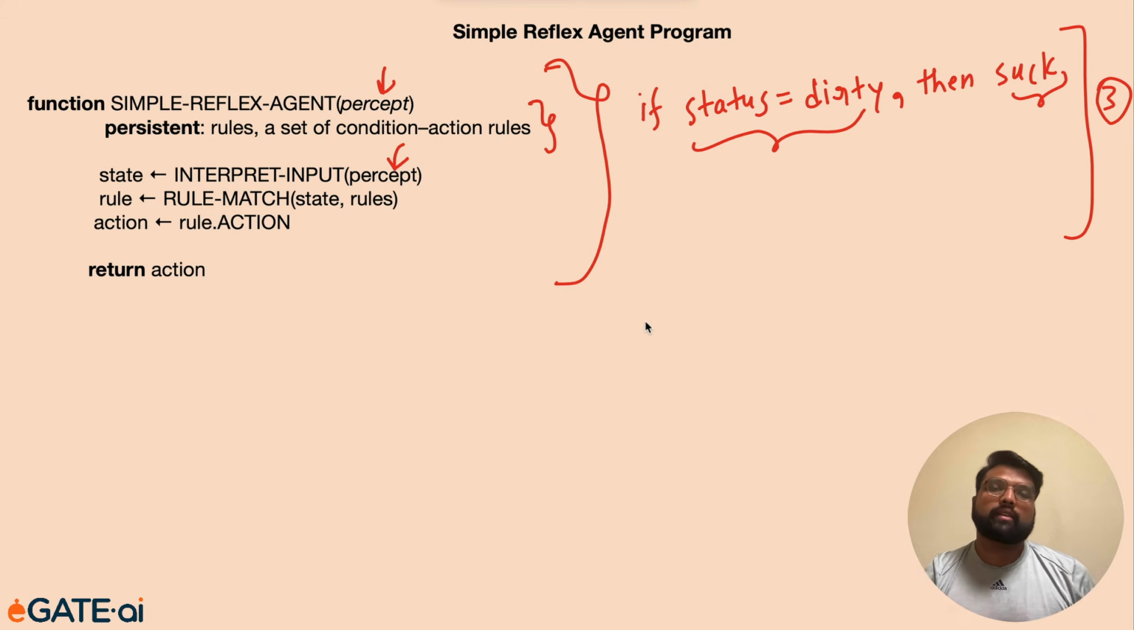As we have already discussed, these simple reflex agents will work very well in a fully observable environment, but that is not the case all the time. So you have to write the agent program that can work in the partially observable environment. For that, in the next video, we will talk about the model based agent.